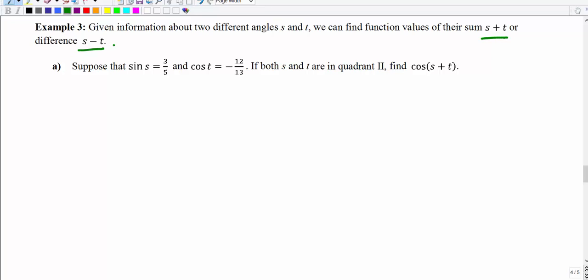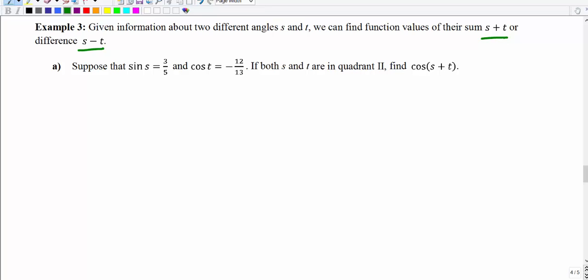So in the first example, suppose that sine of angle S is 3 divided by 5, and cosine of the other angle T is negative 12 divided by 13. If the angles S and T are in quadrant 2, then we are asked to find the cosine of their sum, so the cosine value of the sum of those angles.